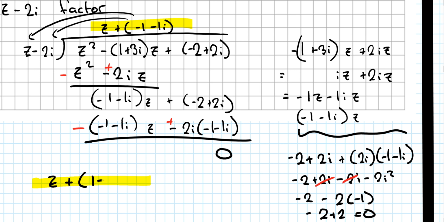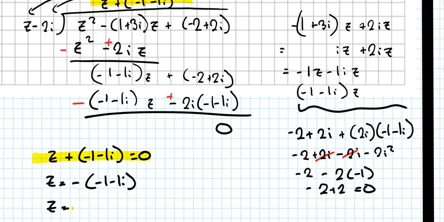Z plus 1 minus 1i is equal to 0 as a factor. So z is equal to minus 1 minus i. So z is equal to 1 plus i is the other root.